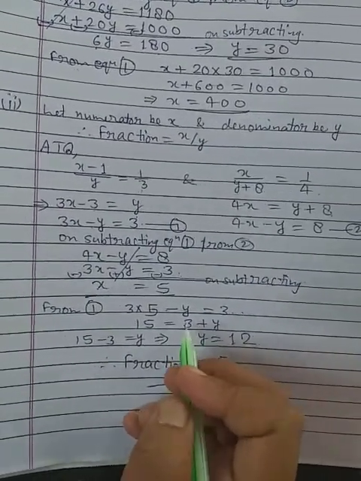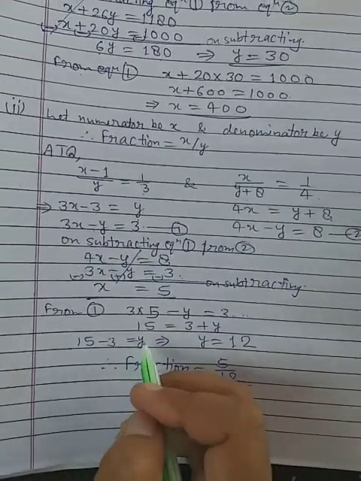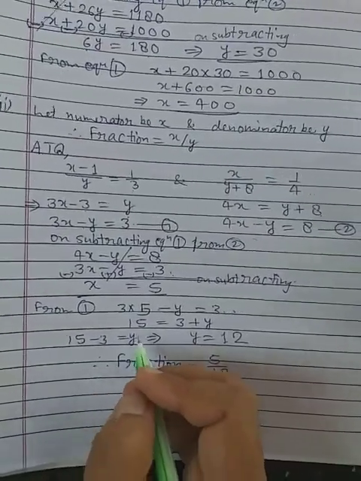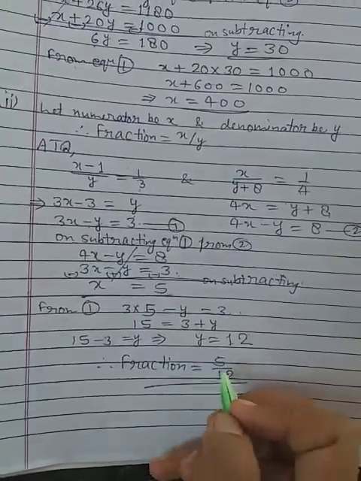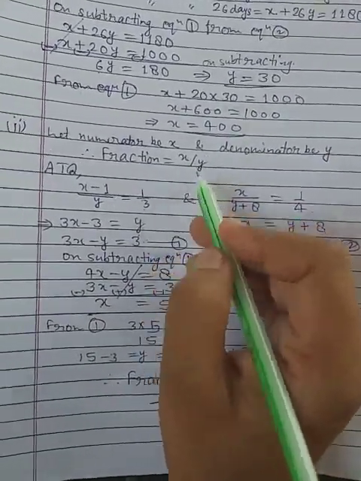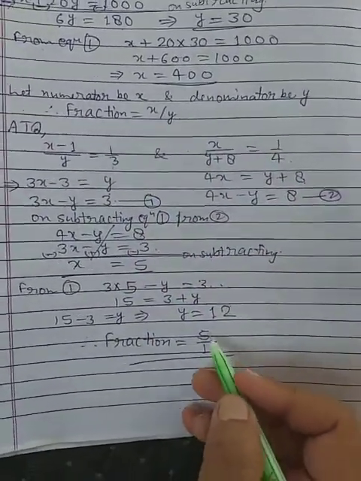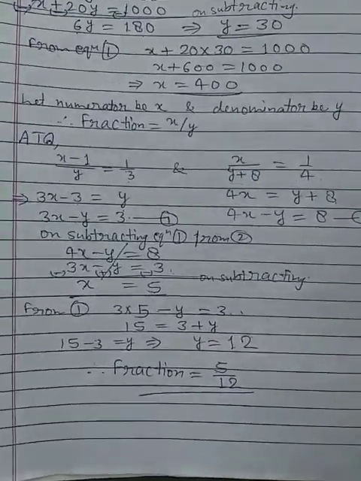Now 3 transfers to the LHS, so 15 minus 3 equals y. That means we get 12 equals y, or we can write y equals 12. Now the fraction is x upon y, so putting the value x is 5 and y is 12, the fraction will be 5 upon 12.